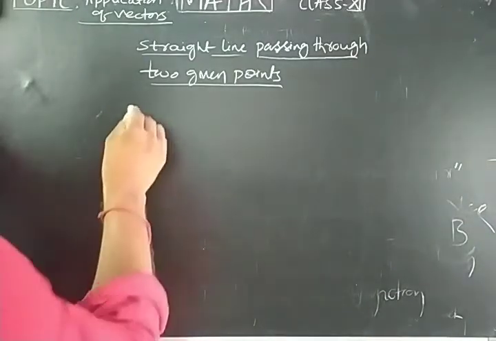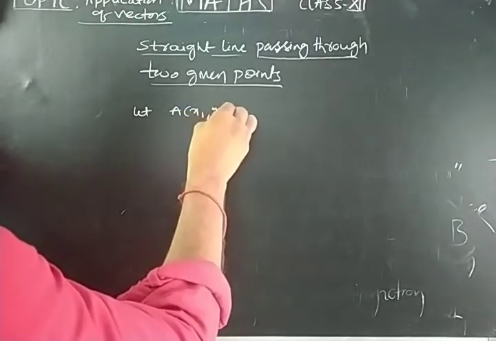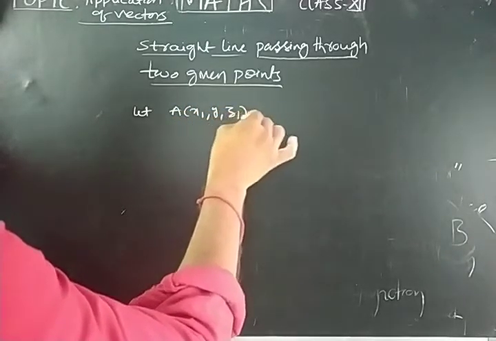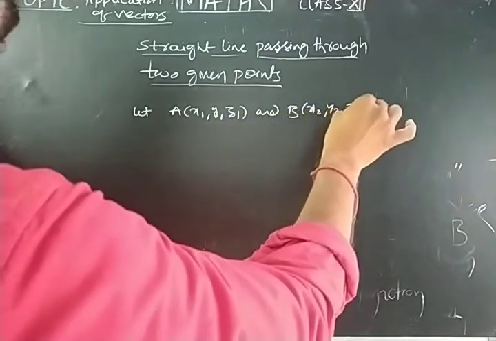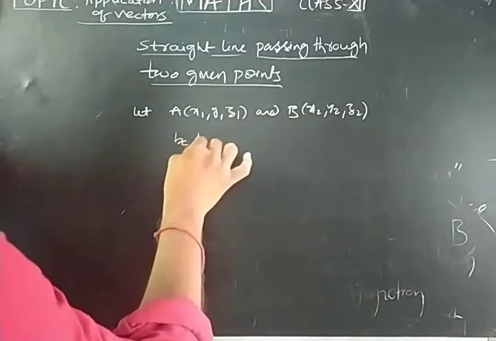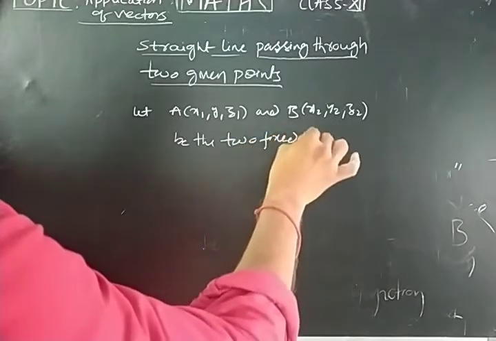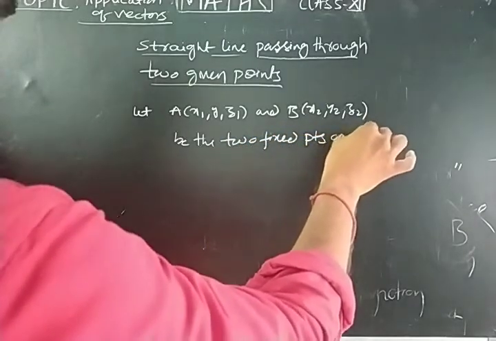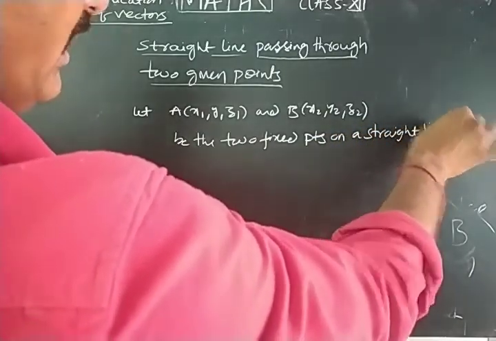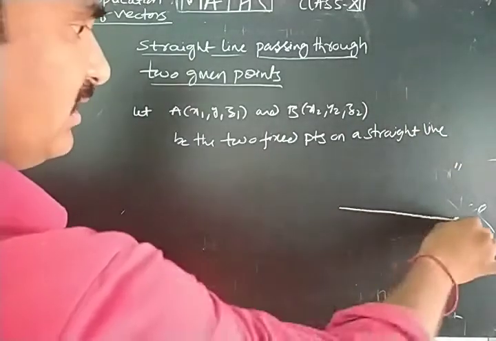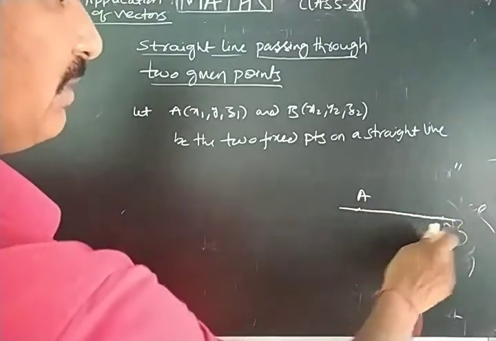Now for that, let me take a fixed point capital A (x1, y1, z1) and capital B (x2, y2, z2) be the two fixed points on a straight line. Suppose this is a straight line. I am taking capital A and capital B points on it.